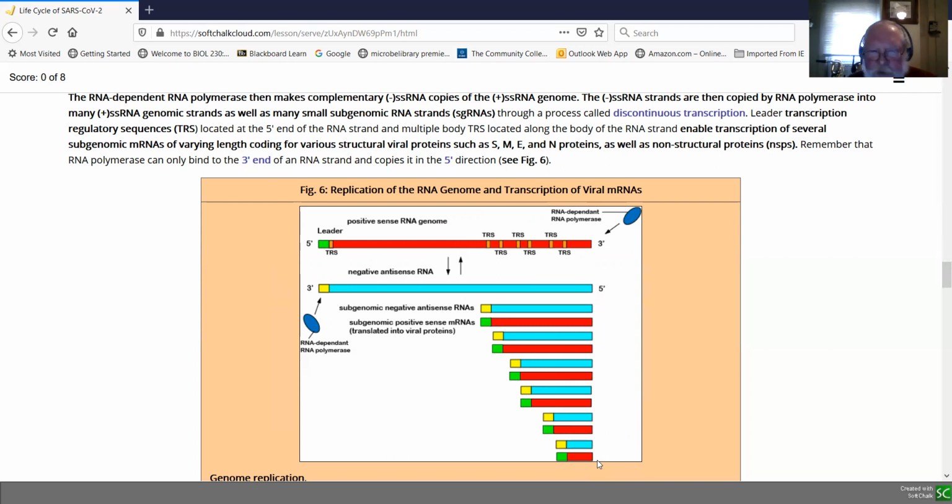So one thing the virus is doing is making more copies of its genome because, again, each of the viruses has to contain a genome.